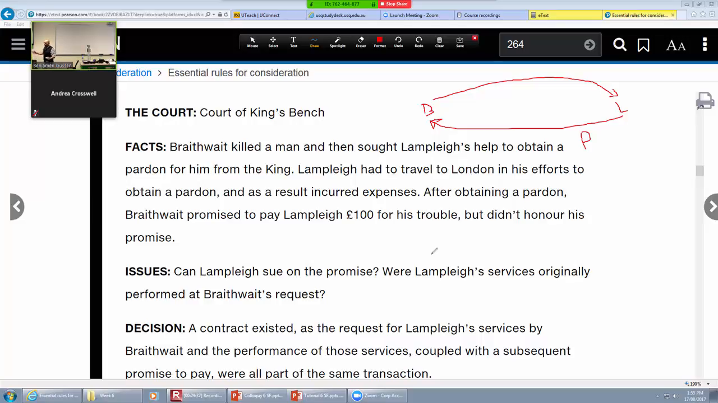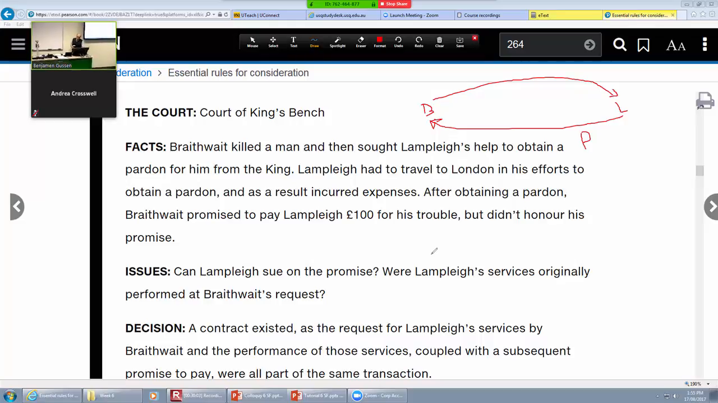Without any. So why would you incur expenses? This is my point. As a reasonable person, why would you do that? Why would you go and get these expenses? And remember, the promise here was, after the pardon, the guy said, "I'm going to pay you £100." That's a huge sum. I don't know how much expenses they incurred, but still, let's see what they said.